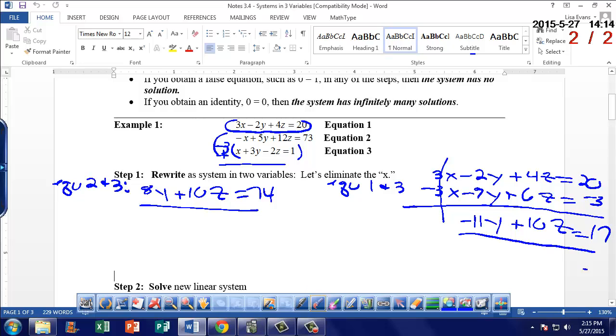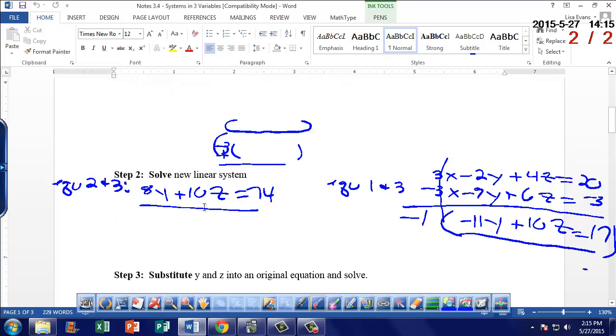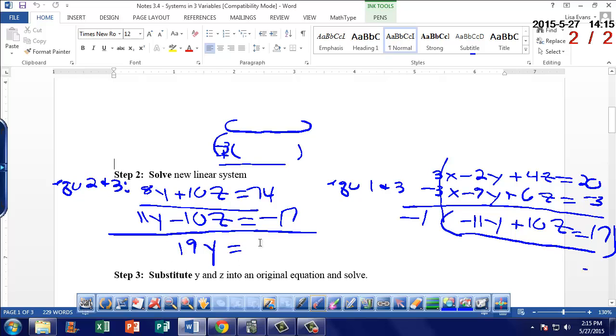So step 2, we are going to solve the new linear system. I can easily get rid of the z's by multiplying one of my equations through by a negative 1. So I'm just going to take the second equation and multiply through by a negative 1. I'm going to write it underneath my first equation right here. So positive 11y minus 10z equals negative 17. When I do that, I get 19y equals 57. Y then equals 3.